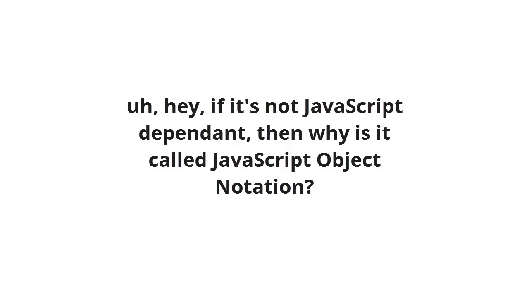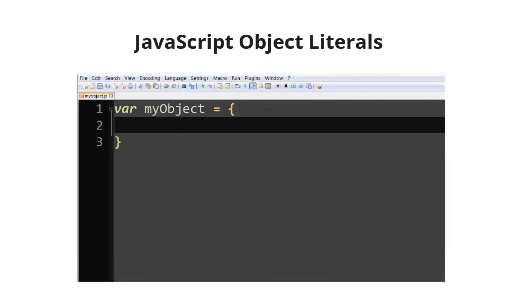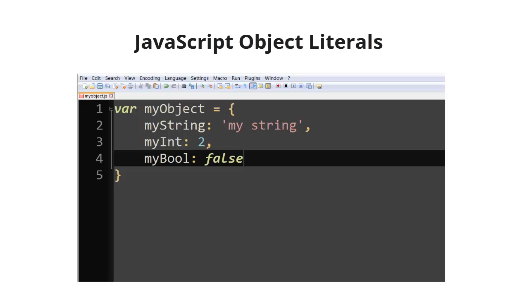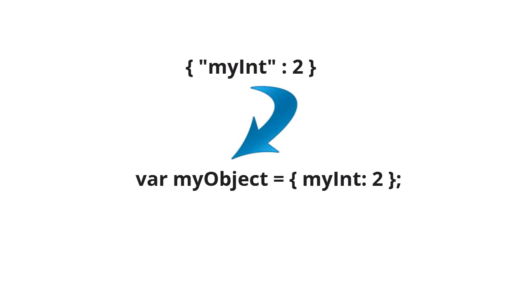So after all that, you might be wondering, if it's not JavaScript dependent, then why is it called JavaScript Object Notation? It's called JavaScript Object Notation because it is based on the object literal notation of JavaScript. Because JSON is based on JavaScript native objects, a JSON string can be converted directly to a JavaScript object.